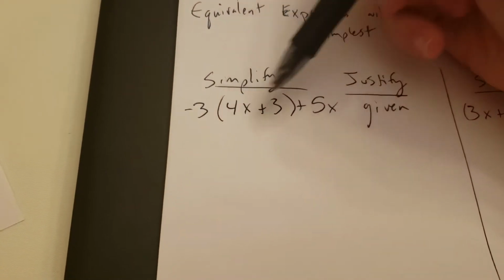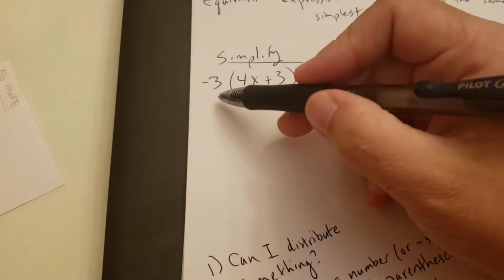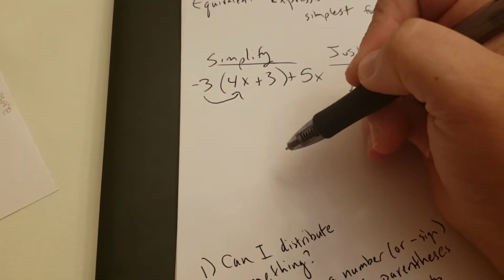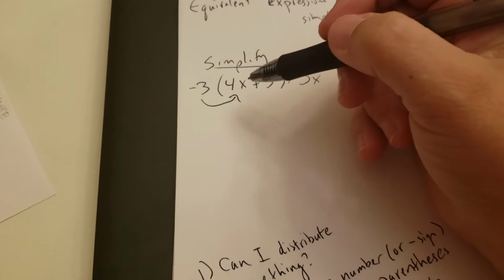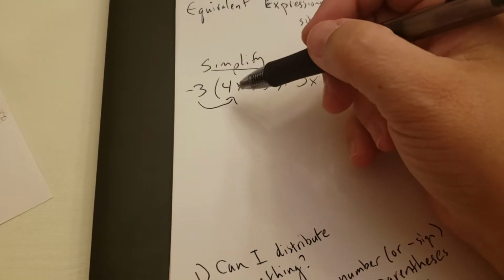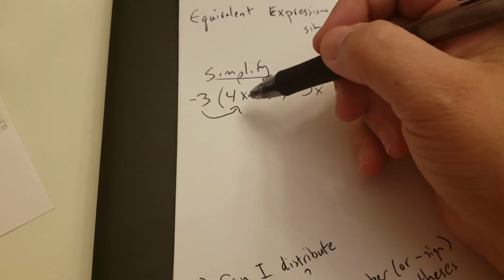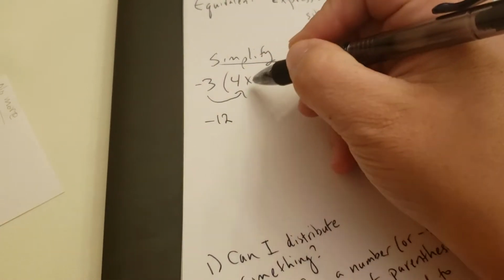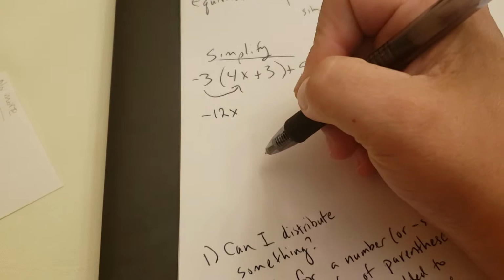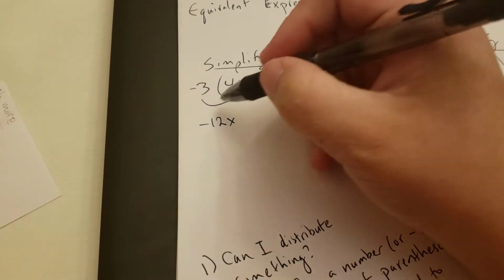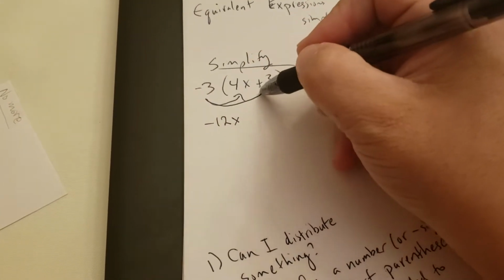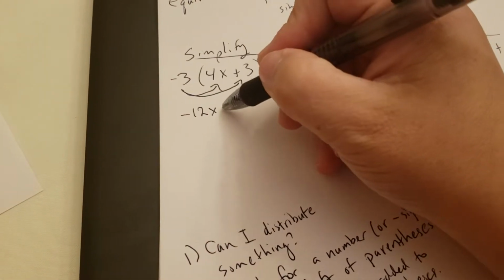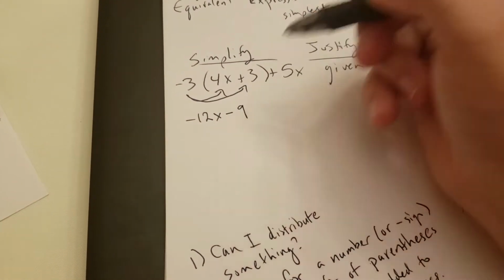Negative 3 times all this stuff. So I go with negative 3, and I'm going to multiply the negative 3 times 4x. And to do that, you do negative 3 times the 4 to get the number, and then times the variable that's there. So negative 3 times 4 is negative 12, times x is x. And that takes care of that term. Then I'm going to hit negative 3 times positive 3. Negative 3 times positive 3 is just negative 9 or minus 9.